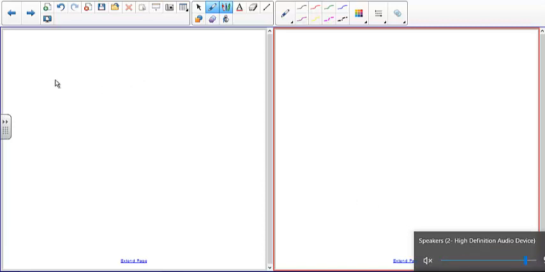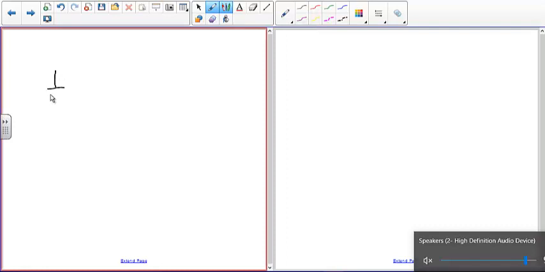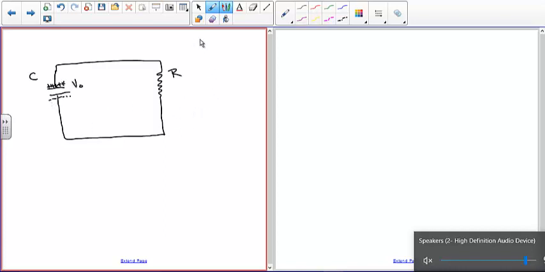So what we had yesterday is we had a capacitor and we had a resistor. The capacitor had some value C and the resistor had some value R. And we charged the capacitor up so that there was some initial voltage across the capacitor. If we plotted voltage versus time, it looks something like that. So we know it's an exponential decay.